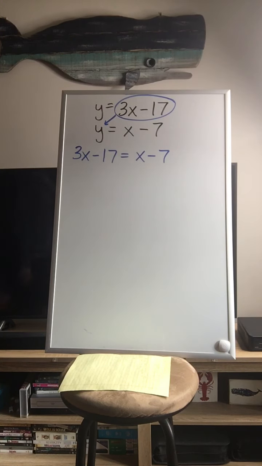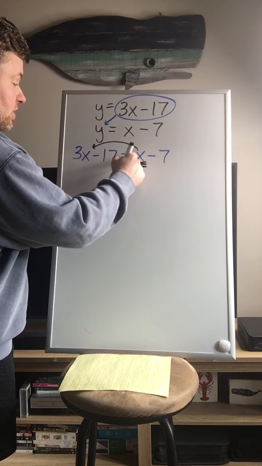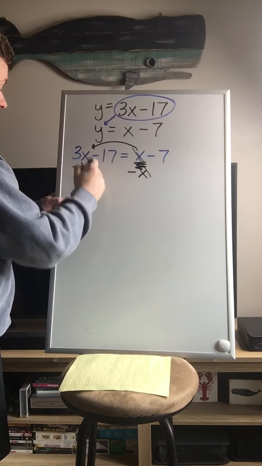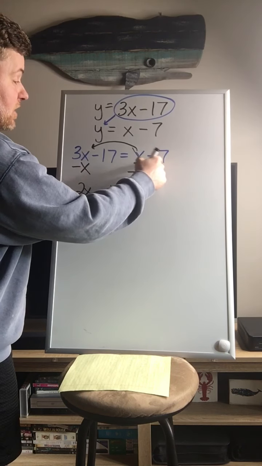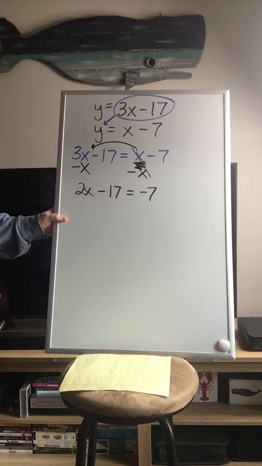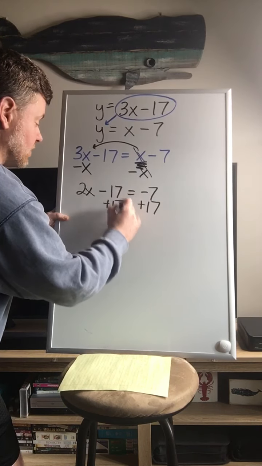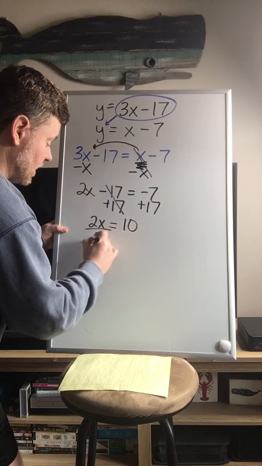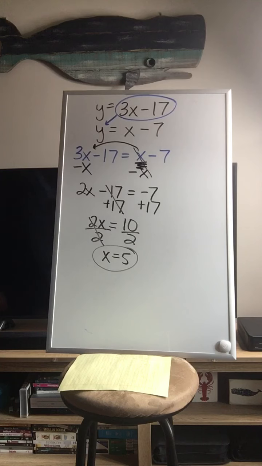Okay? Now once again, I've got to get all the x's together, so I'm going to bring this x over here. Since it's a positive x, I'm going to subtract it. 3x minus x is 2x minus 17, and what I have left over here is negative 7. Don't forget that that minus goes with the 7. Negative 7. Okay? And now I'm going to finish this off with inverse operations. I'm going to add 17 to both sides. So 2x equals negative 7 plus 17 is 10. And then I divide by 2, and I don't have to worry about any negatives there. X comes out to be 5.